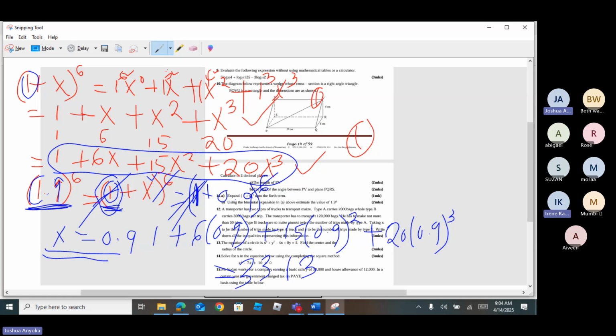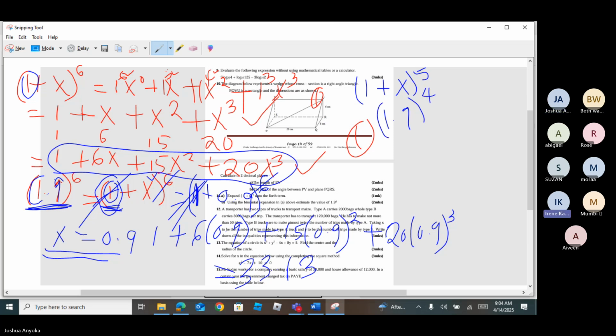Give me an example. Let's say here you are told expand 1 plus x raised to 5 up to the 4th term. Then for B, using the binomial expansion in A above, estimate the value of 1.9 raised to 4. You can get a question like that.